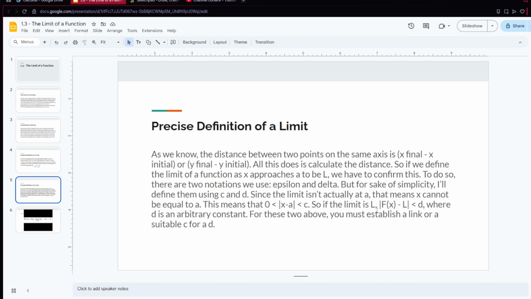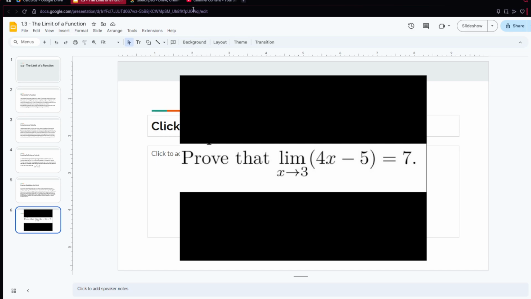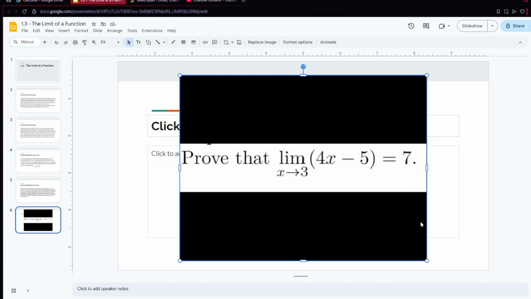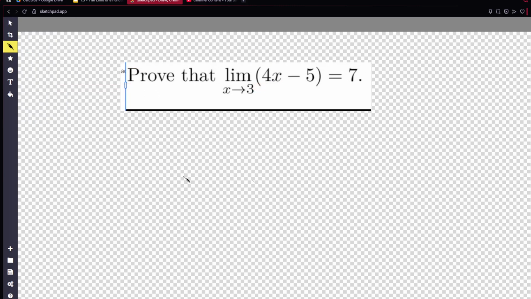So for these 2 above, you must establish a link, or a suitable C for a suitable D. For this interval right here, plus or minus D, there has to be an interval for the input, which is plus or minus C. So we'll use this example here, and I'm going to try not to mess up, because this is usually where I mess up, and it's a little bit hard to prove. So let's prove that this is equal to this. Let's use the definition again. So for x, or sorry, the input.